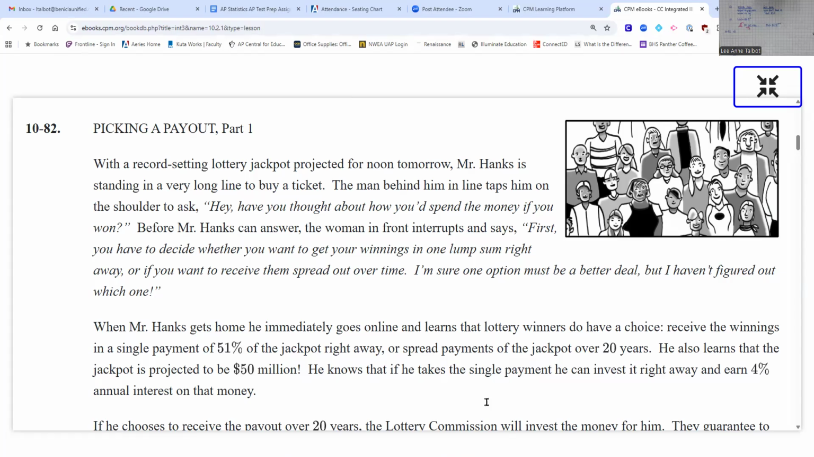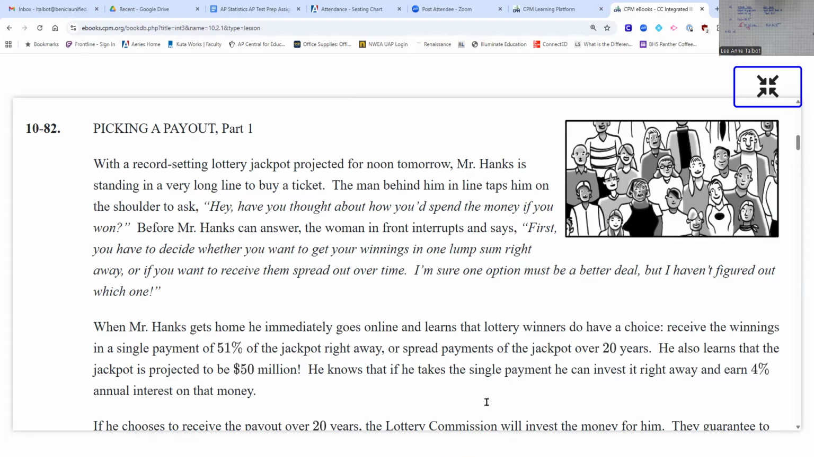Hey, have you thought about how you'd spend the money if you won? Before Mr. Hanks can answer, the woman in front interrupts and says, first, you have to decide whether you want to get your winnings in one lump sum right away, or if you want to receive them spread out over time. You guys know this is real, right? If you win a really big lottery, you can get a lump sum, or you can get it spread out over time. Yeah, but they won't give you the whole thing if you do the lump sum. Okay, I'm sure that one option must be a better deal, but I haven't figured out which one.